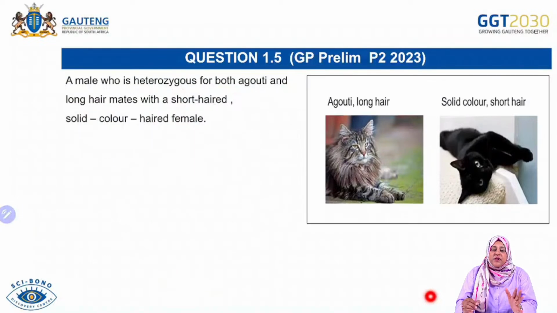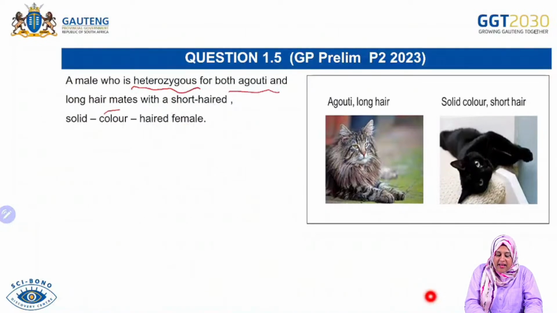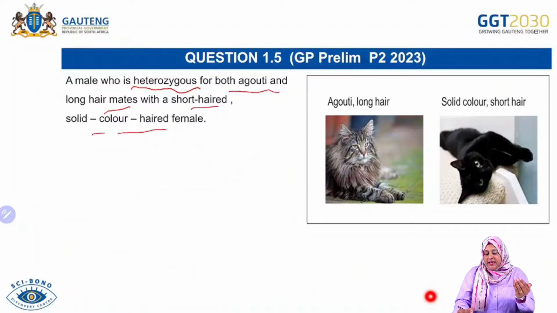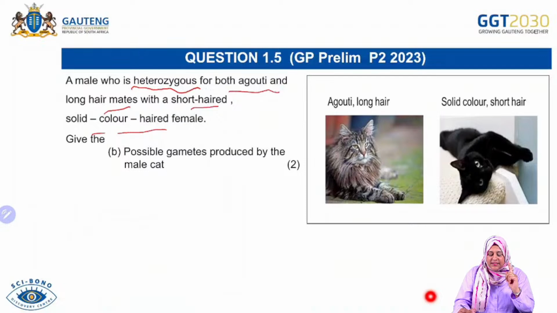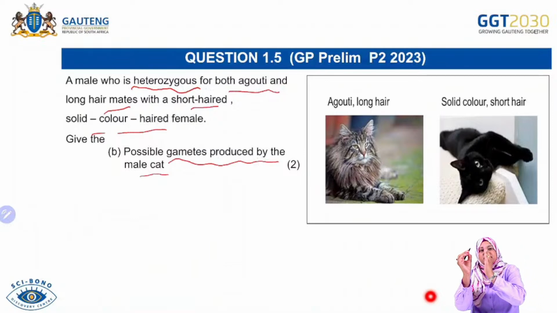So now comes the question that I was trying to answer in the beginning. A male who is heterozygous for both agouti and long hair mates with a short-haired, solid-colored female. Remember, A is dominant, and we are saying he's heterozygous. Therefore, he will be big A. Now, you need to understand that we need to give the possible gametes for the male cat. For every characteristic, there are two alleles. So you keep them separately, and that's the way to answer a dihybrid cross. Keep the color separate, keep the other characteristic, the length of hair, separate.